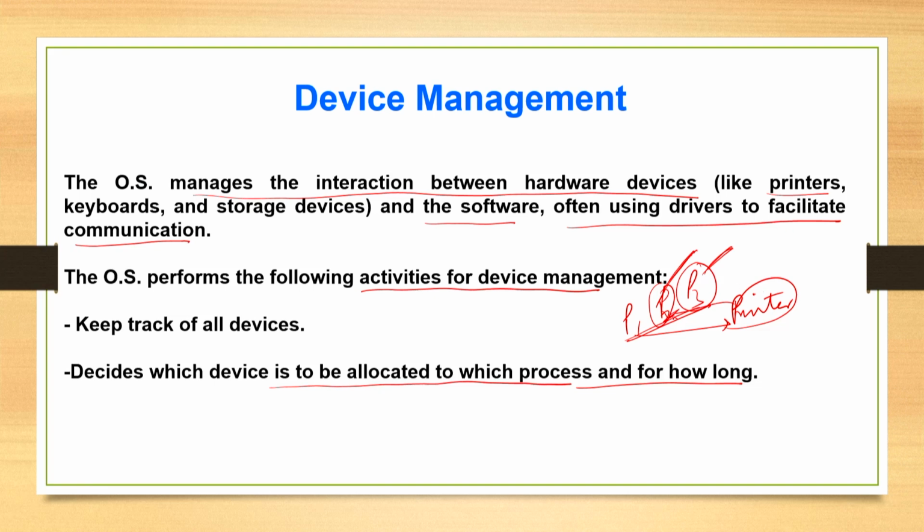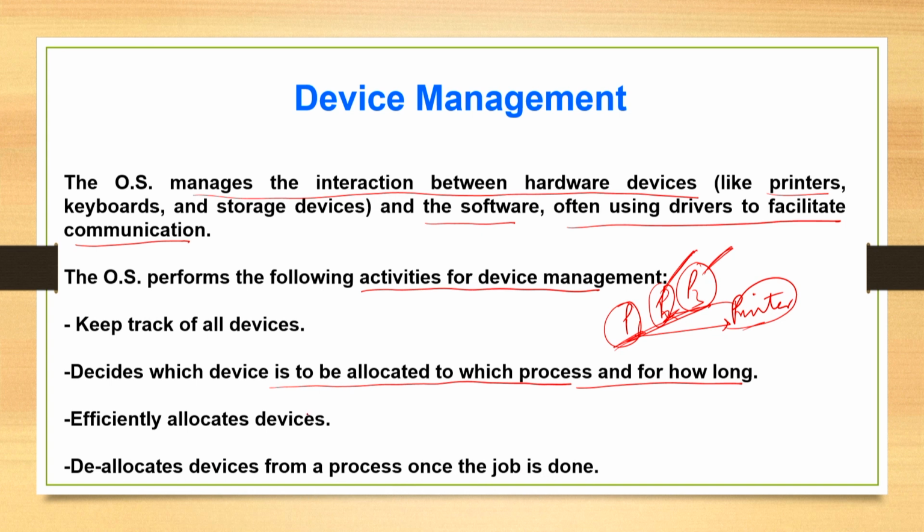So, for that it should keep track of how long P2 is using that printer, or you can say the device. So, it efficiently allocates the device. Once the job is done, then that has to be deallocated.